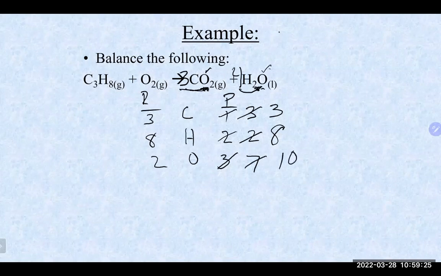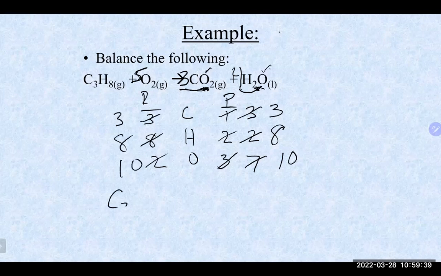That means we can now simply balance it out by going to the left-hand side, and all we need to do is put a 5 there in front of the oxygen, and that should give us 3 carbons, 8 hydrogens, and 5 times 2 would be 10 oxygens. Any questions on that particular one there?